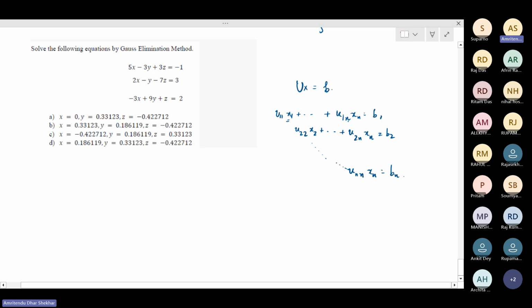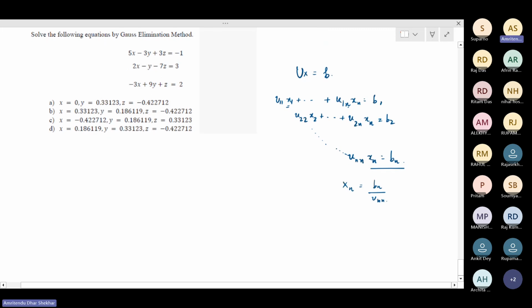If you have a system of equations which looks like this, then it is very easy to solve, right? Because all you have to do is first solve for xn, and then do this sort of back substitution. So you set xn equal to bn by unn.